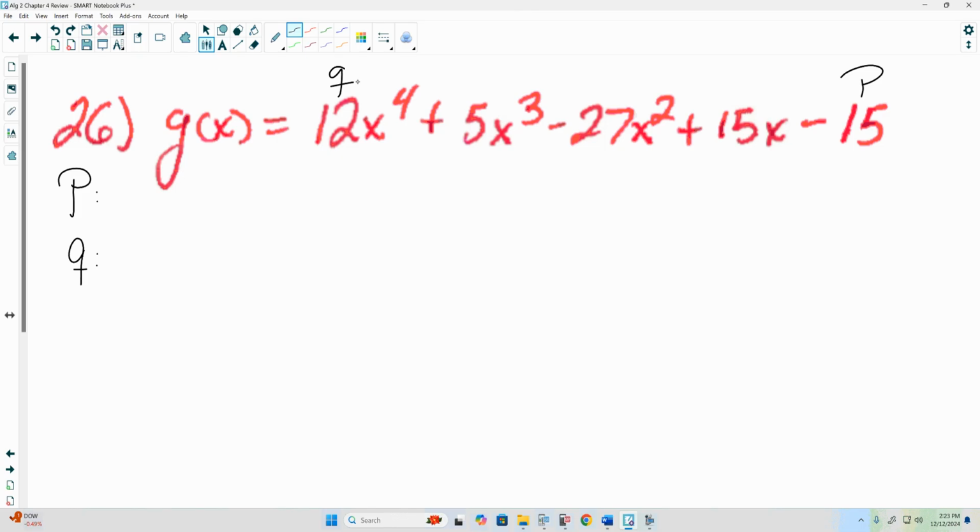So our P is 15. So the factors of 15, we have 1 and 15, 3 and 5. Those are the only factors of 15. Q, on the other hand, we have 1 and 12, 2 and 6, and lastly 3 and 4. So we have 1 and 12, 2, 6, 3, 4. We have several.